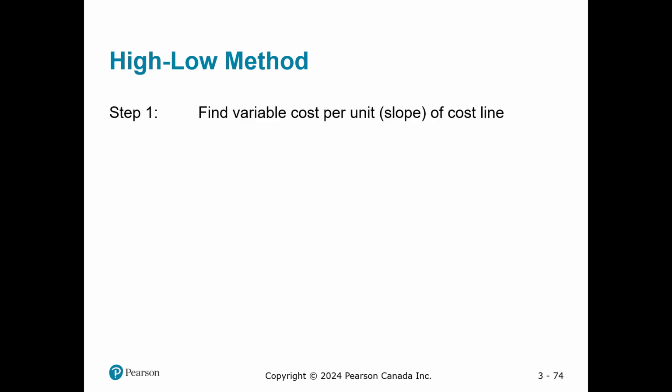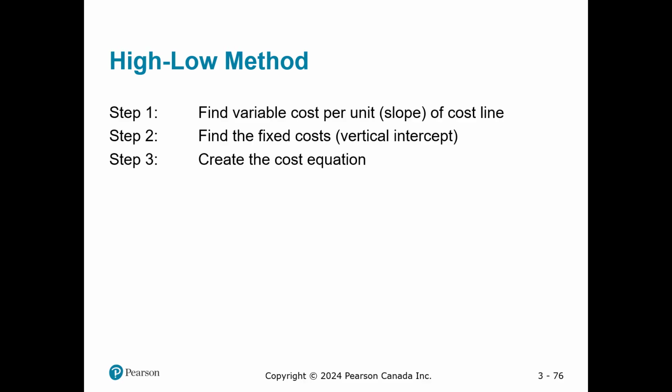How do we do that? Step one is we need to find the variable cost per unit, which is the slope of the mixed cost line. Step two is to find the fixed costs. That's where it intercepts the y-axis. And then we create the equation. What's the advantage? It's really easy to use and it's easy for managers to understand.